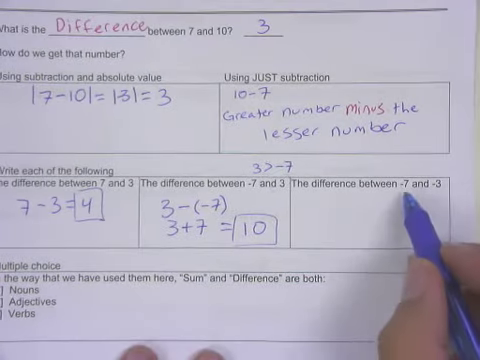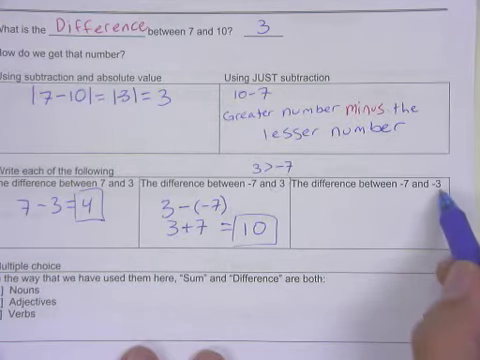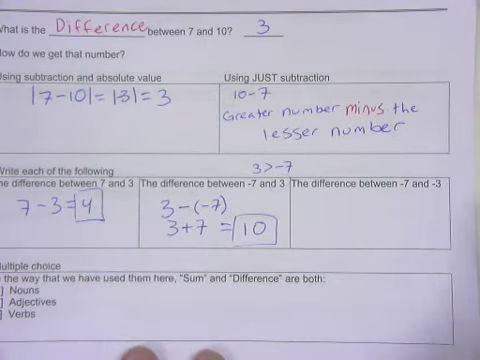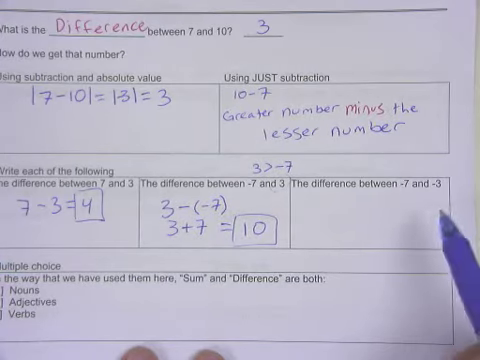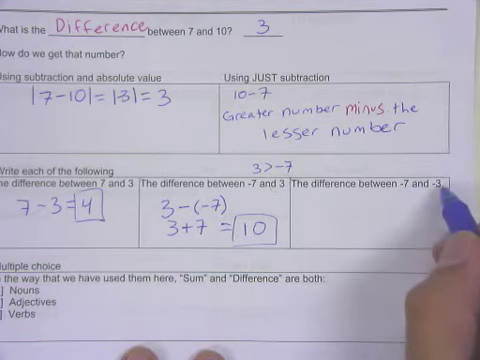Right? So lastly, negative 7 and negative 3. Well, negative 7 and negative 3 are still just 4 units apart, just like positive 7 and positive 3. So let's see how this works. Which of these should go first in our subtraction? Is it negative 7 or is it negative 3?